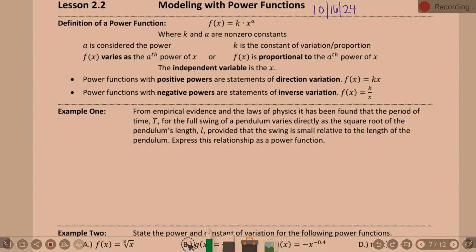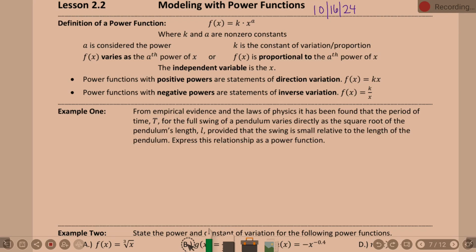Lesson 2.2 is modeling with power functions. So one of our standards relates to being able to work with, I think it's recognize and write power functions. So we're going to talk about what a power function is. The big thing is going to be able to distinguish the difference between a power function and a monomial function. And so we're going to work with that.